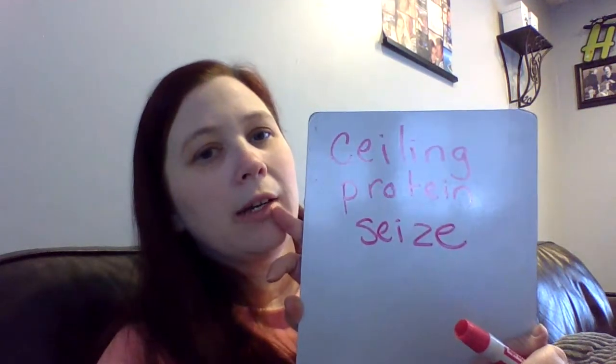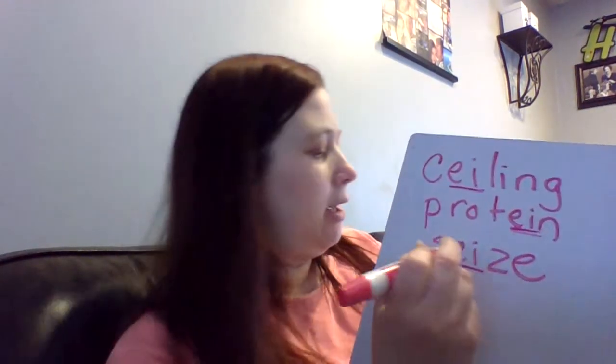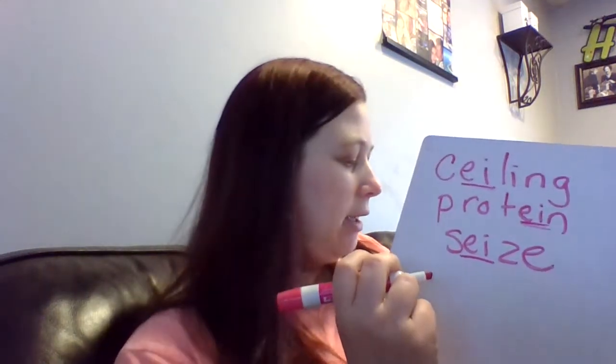All right, let's look at these words. We have ceiling, protein, and seize, like seize the day. Ceiling, protein, and seize. What are we hearing that's making that E sound in these words? It's this EI, right? EI. This is called our digraph EI. It's a vowel digraph because it has E and I in it. And we're hearing that E sound.